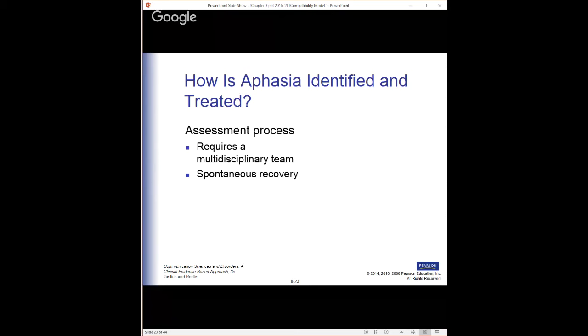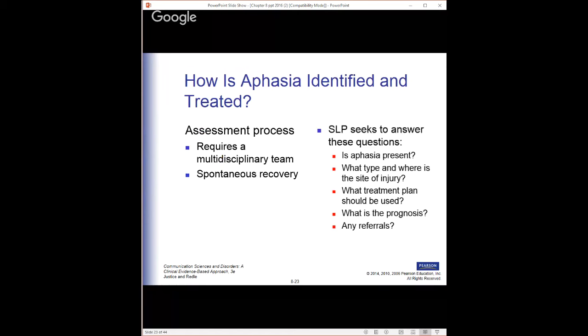We'll be looking at how much spontaneous recovery is expected, which of course is probably the $64,000 question for most of the family members. The speech language pathologist's role is going to be to seek answers to the following questions. Is aphasia actually present? What type and where is the site of injury? What treatment plan should be used? What is the prognosis? And are there any other referrals that need to be made?